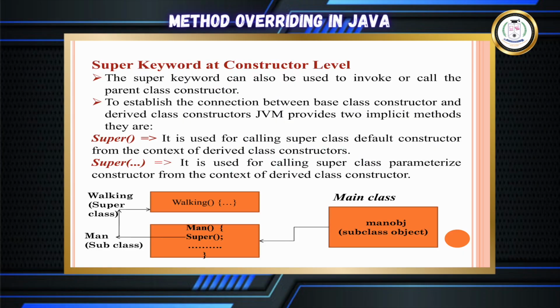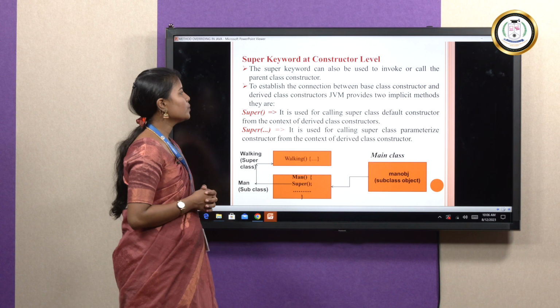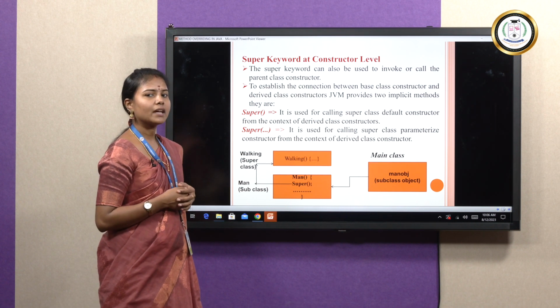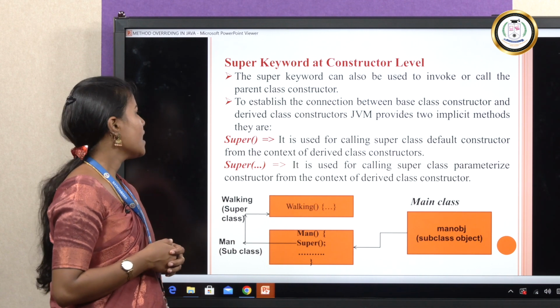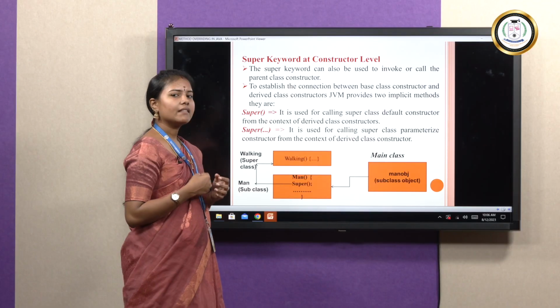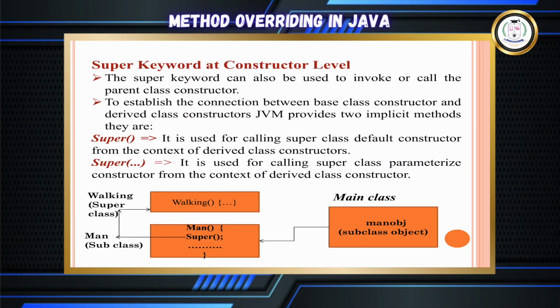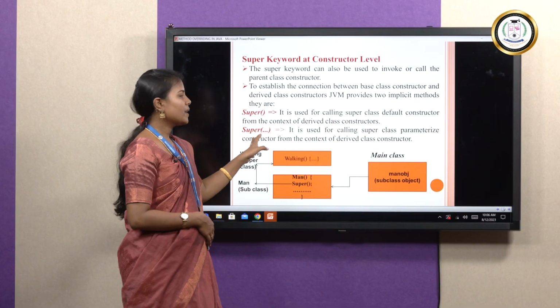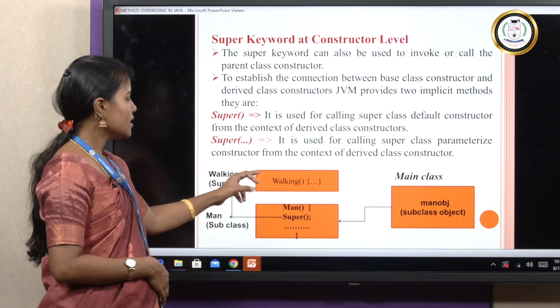And then at the constructor level, how do we access the parent class constructor by using the super keyword? Here the super keyword can also be used to invoke the parent class constructor. To establish the connection between the base class constructor and the derived class constructor, the JVM provides two implicit calls, super() with arguments and without arguments. So super() is always the default constructor, and super with parameters is the parameterized constructor. Here Walking is the superclass and Man is the subclass, with the same method.